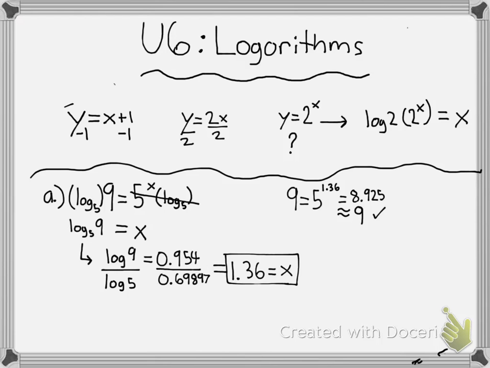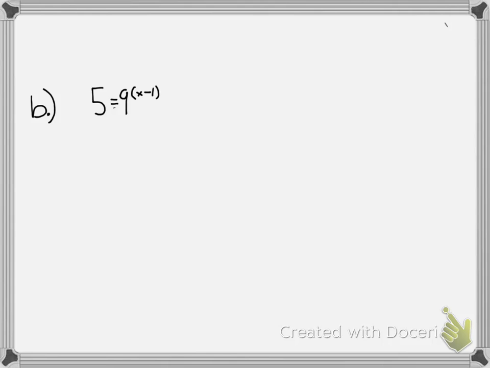So now that we've done that, let's move on to our next problem. B, 5 equals 9 to the power of x minus 1. This problem is very similar to our previous problem, in that the first step is to get the part in the exponent, x minus 1, by itself by getting rid of the base. Once again, we're going to do this by multiplying by the logarithm. In this case, we're going to multiply by log 9, since our base is 9.